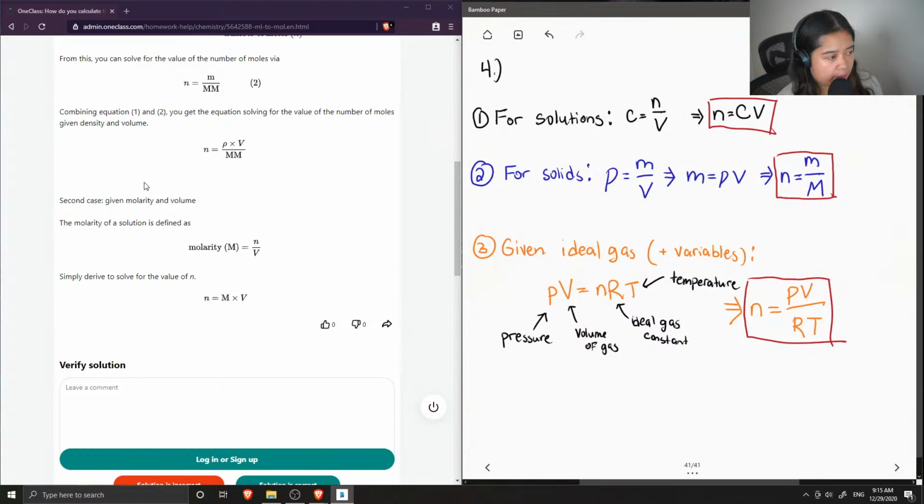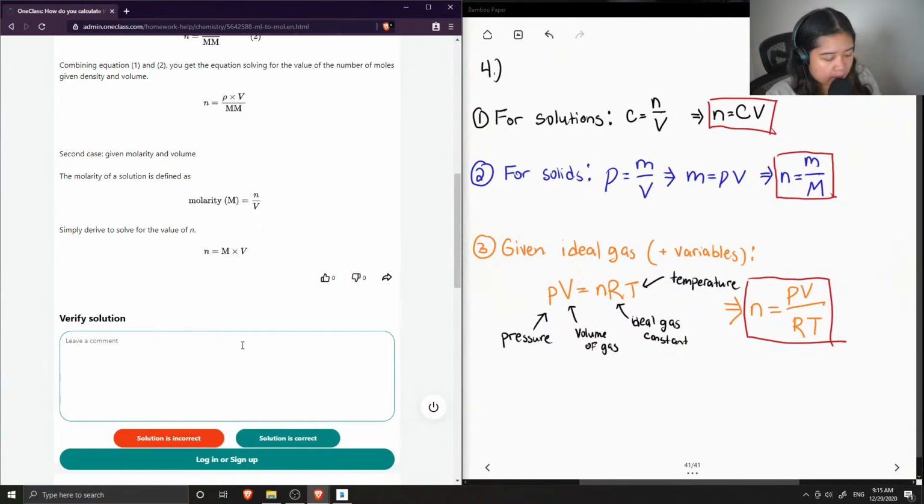Second case, given molarity and volume, they have molarity or concentration is equal to number of moles over the volume. To find number of moles, you would multiply concentration and volume. So this solution is correct.